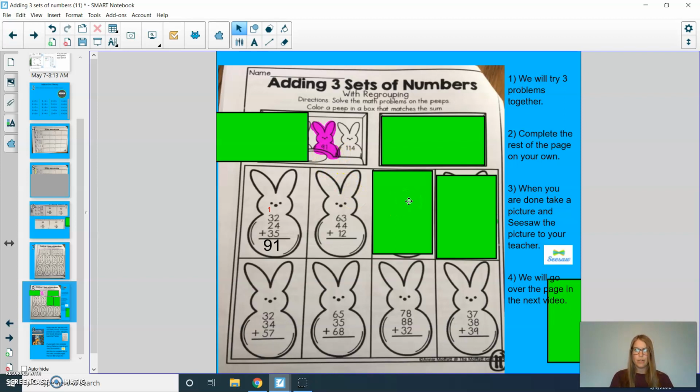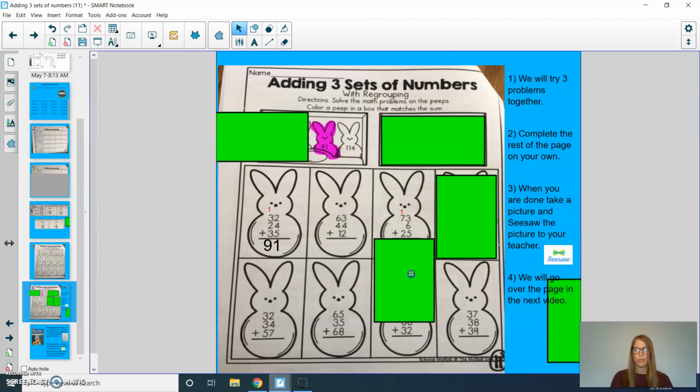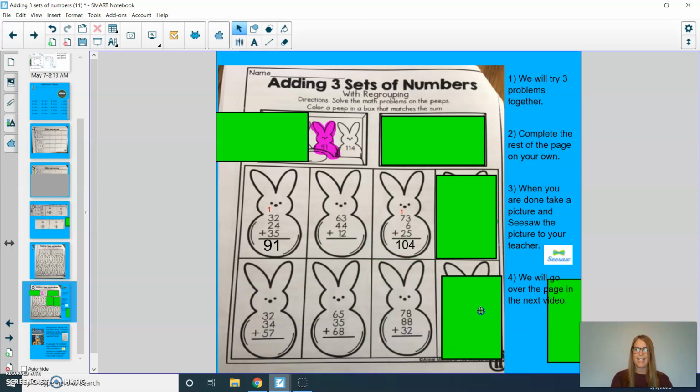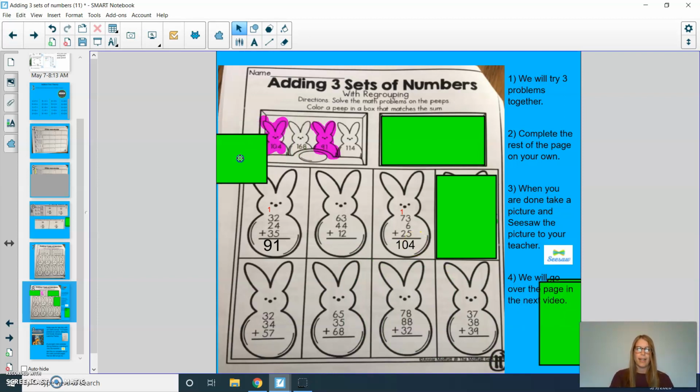Let's try this third problem. We had 73 plus 6 plus 25. So I know that 6 plus 3 is 9, plus 5 more would get me to 14. Notice how I carried my 1 and put my 4 below. Then I had 7 plus 2 plus 1, which brought me to 10. So my answer was 104. And I found that peep right in the front, so I shaded that in after I solved my answer.